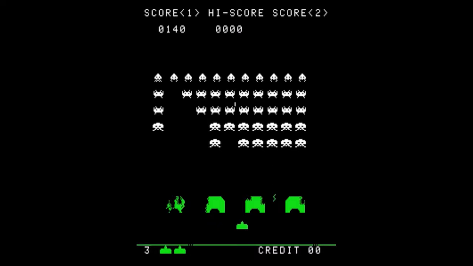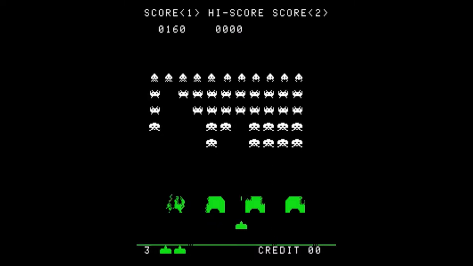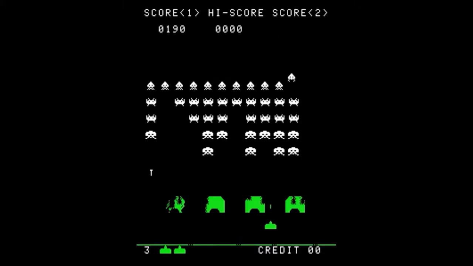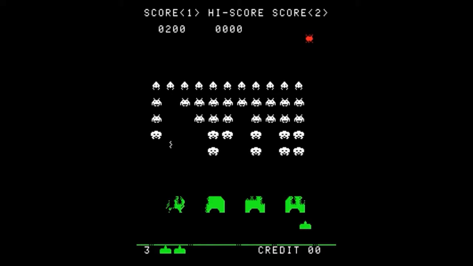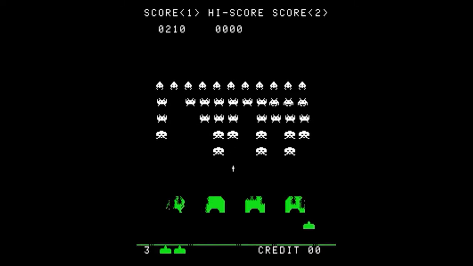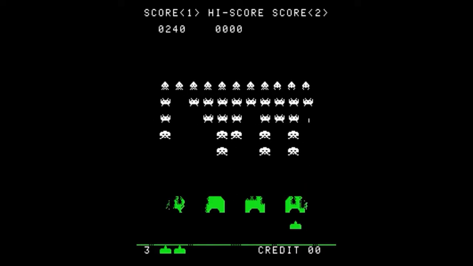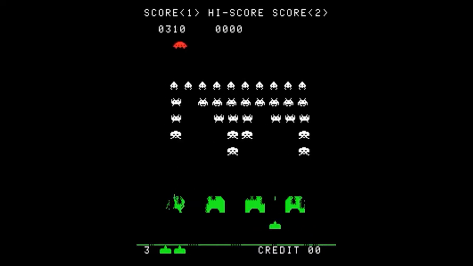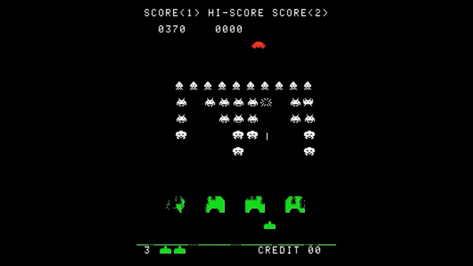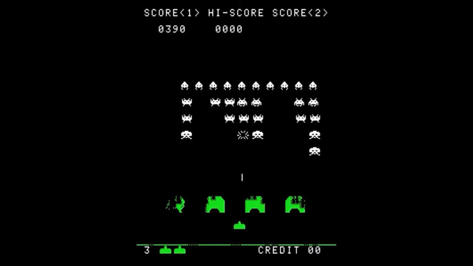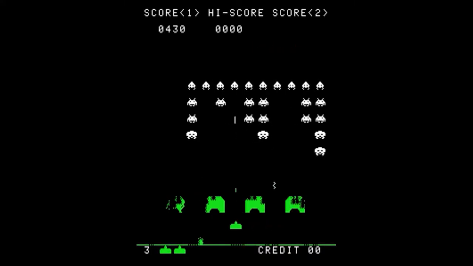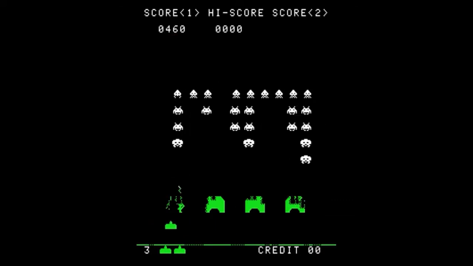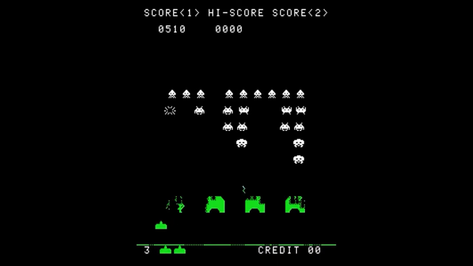You see the lives down below? That was new. That had never existed before. Like you put a quarter in, you just played with what you had, that one life. The defenses that are there. The pattern of the guys moving and getting closer. The heartbeat type sound that gets faster and faster as they get closer and closer to the bottom, except when there's a UFO. So creating an audio experience that actually has a physiological effect on the player.